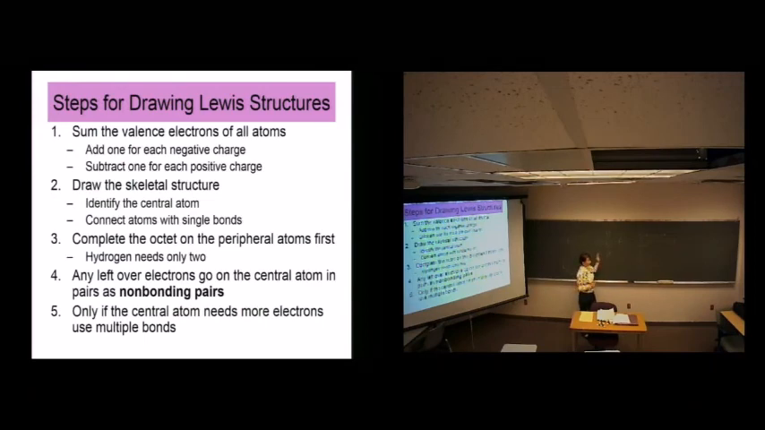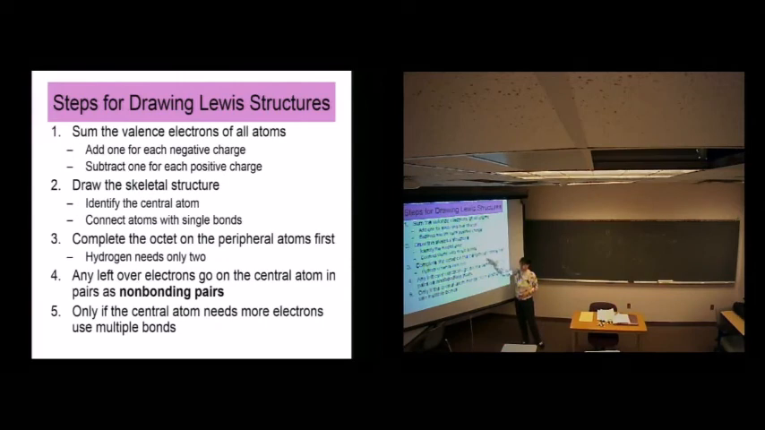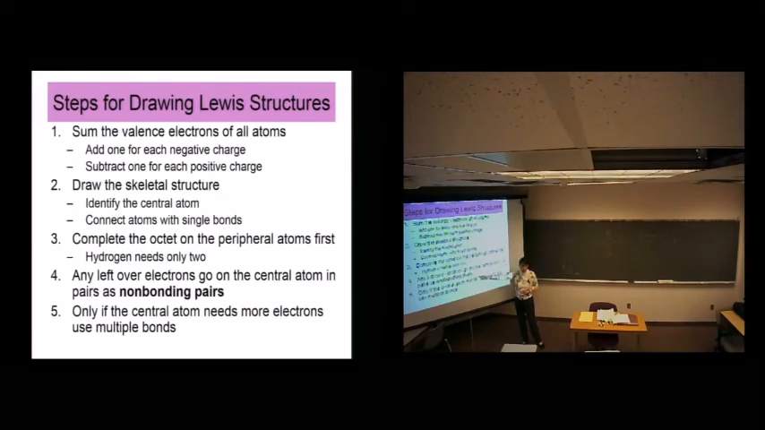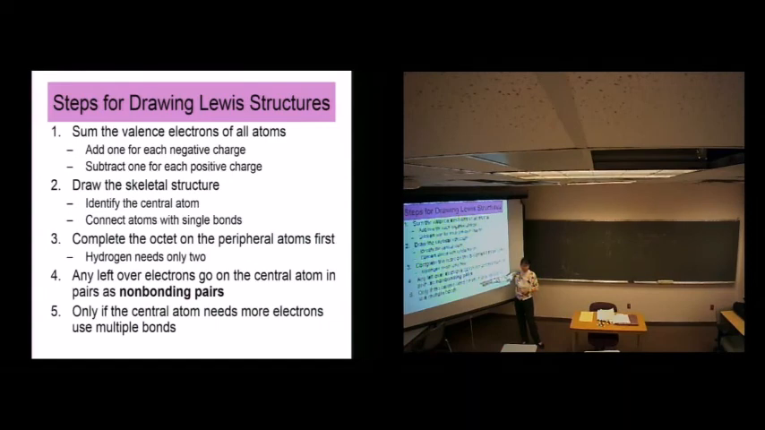Okay, so I've completed the peripheral atom. Now, if I had 2 left over or 4 left over, I would put those on the central atom as non-bonding pairs. We didn't have that in this case. And then if the central atom needs more electrons, we use multiple bonds. Don't try to do multiple bonds. We'll talk about structures here in multiple bonds in a minute.